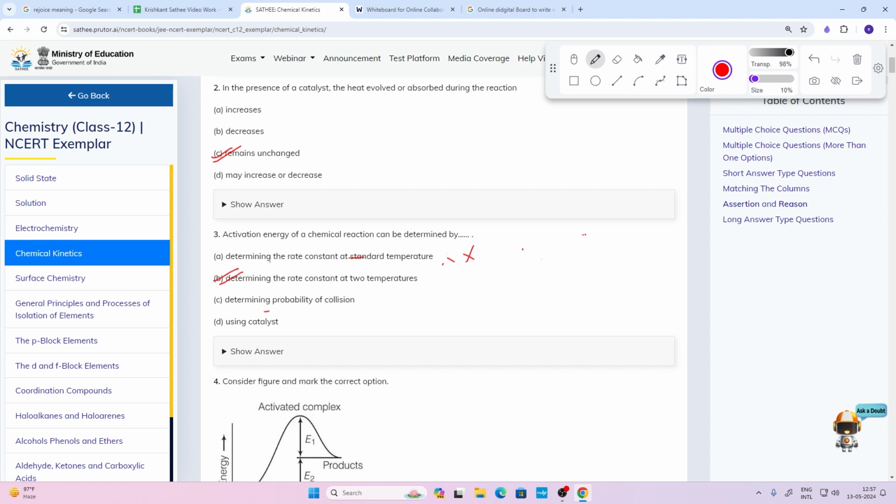Determining the probability of collision is also wrong. Using a catalyst, no, we can't do it.